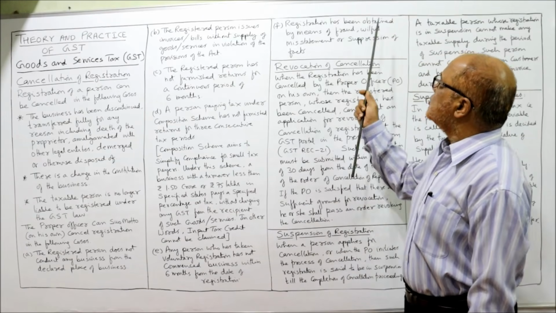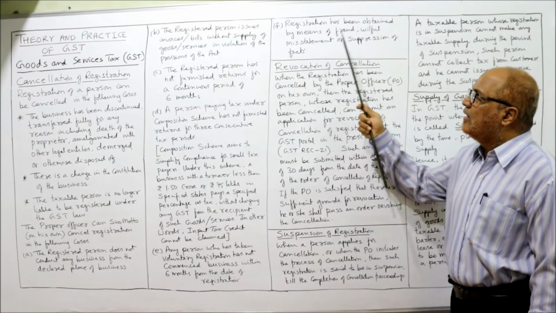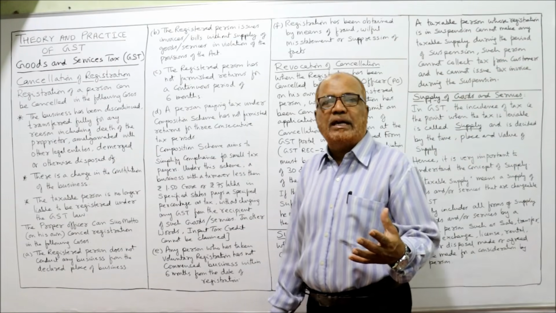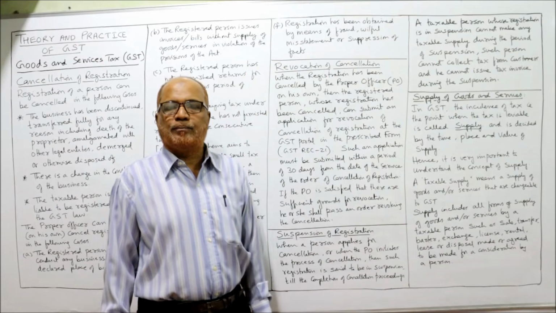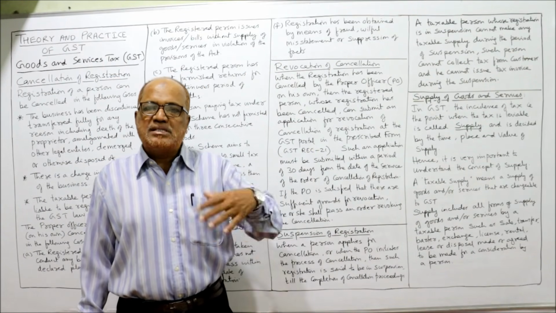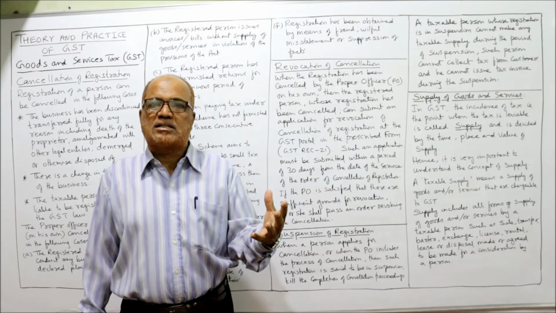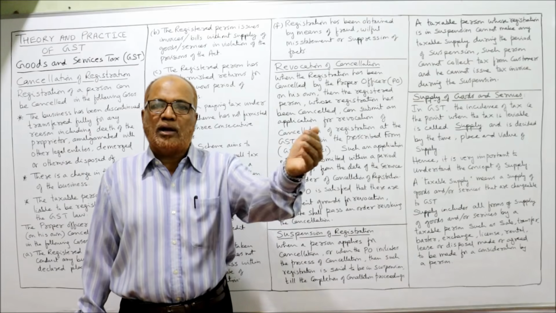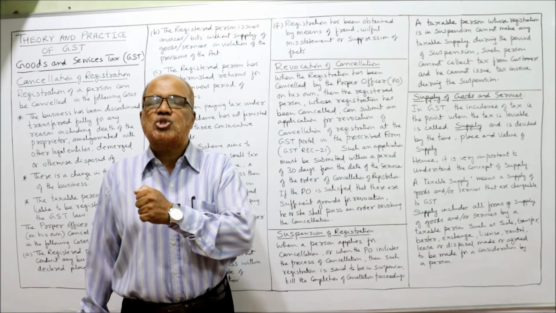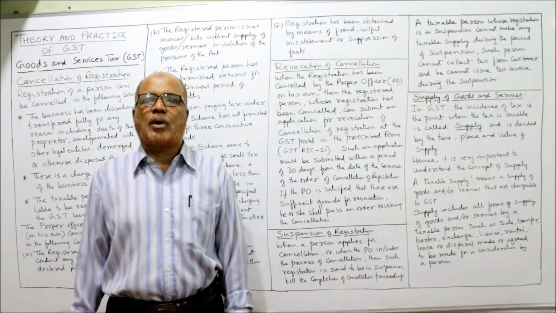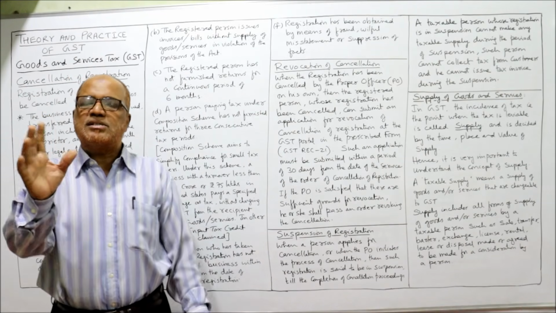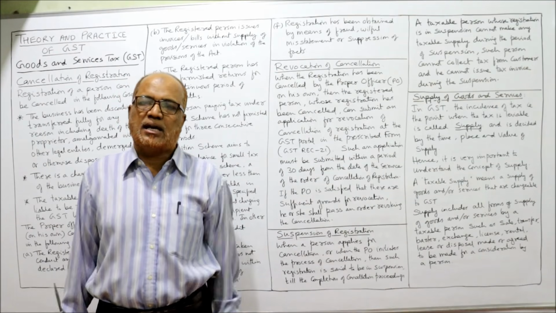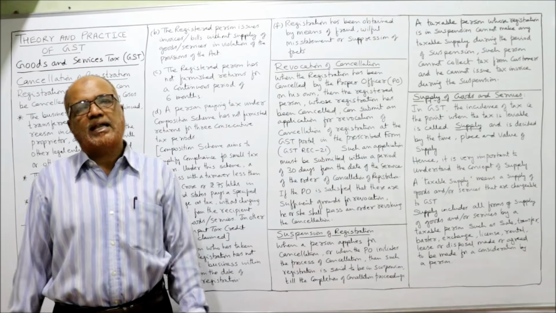Next one is registration obtained by means of fraud, willful misstatement or suppression of facts. By wrongdoing, if the registration has been obtained, that means by fraud, by misrepresentation, by misconduct. If something illegal has been done in order to get the registration, then the registration will be cancelled by the PO, the proper officer. So these are the circumstances in which the registration under GST will be cancelled.